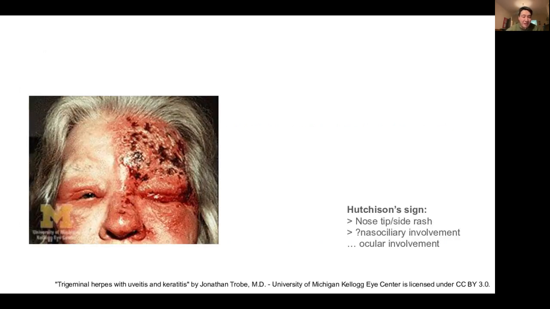This is an example of trigeminal herpes with uveitis and keratitis. I suppose an example of something that could be really, really bad. And for extra points, sometimes question stems will talk about a rash on the tip of the nose or the side of the nose, sometimes called Hutchinson sign, which indicates nasociliary involvement and possible ocular involvement.